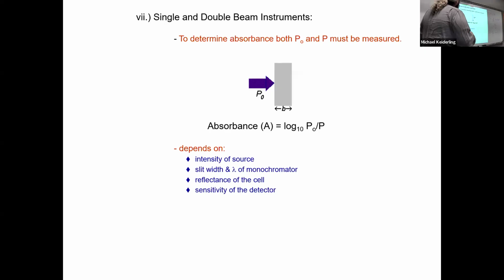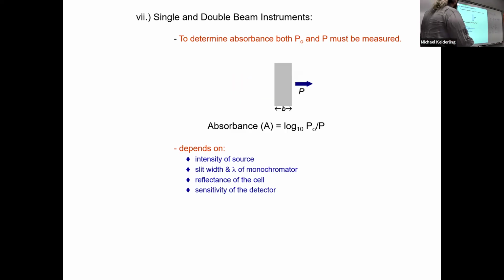So single and double beam instruments. To determine the absorbance, both P0 and P need to be measured. And there's sort of two approaches you can take to this. You can observe an empty cell and then observe a full cell. That's a single beam instrument.